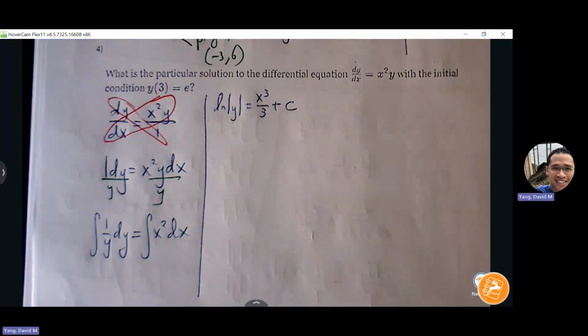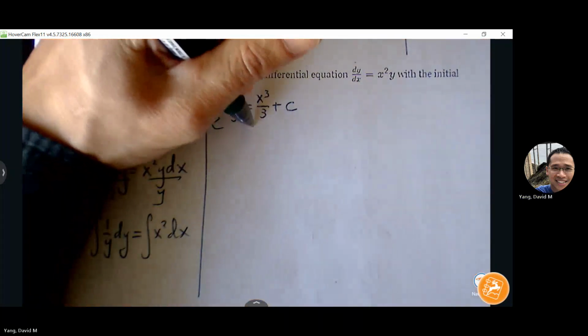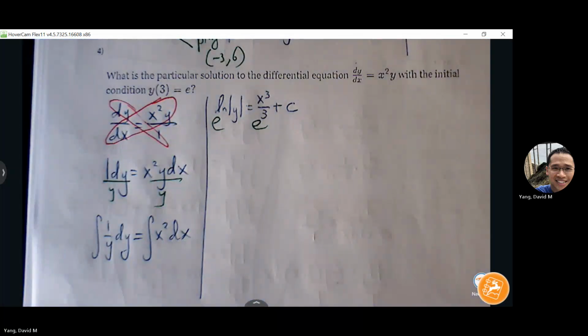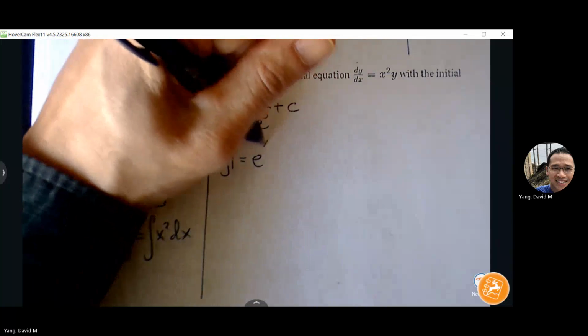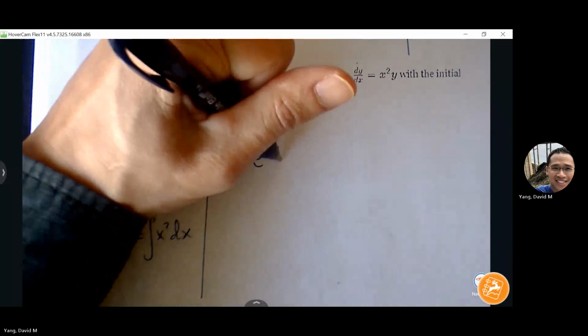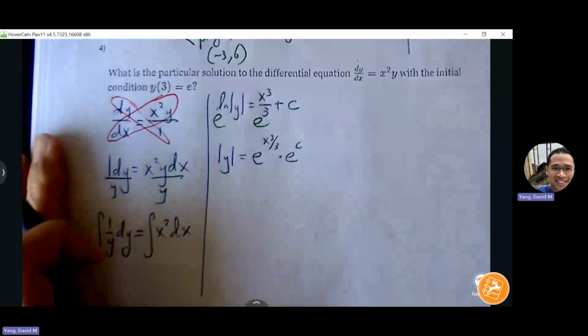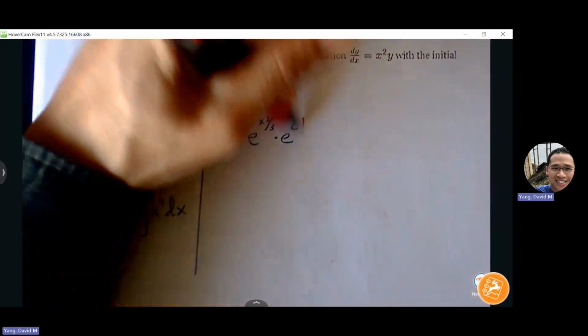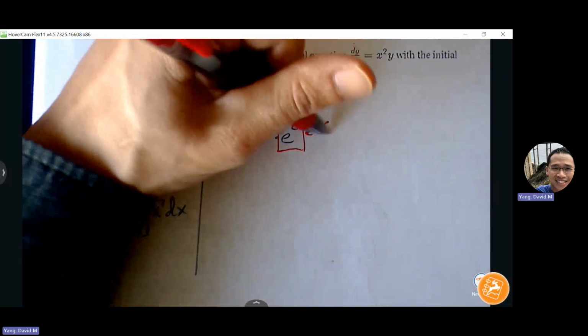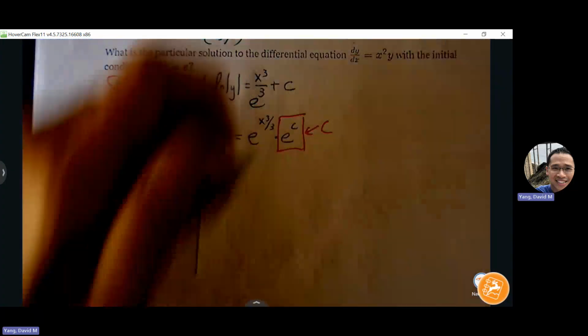Okay, raise both sides with e as the base. Separate the C, each of the C from the rest of the problem. We know that's just going to be C that we can push out in front, and drop the absolute value.